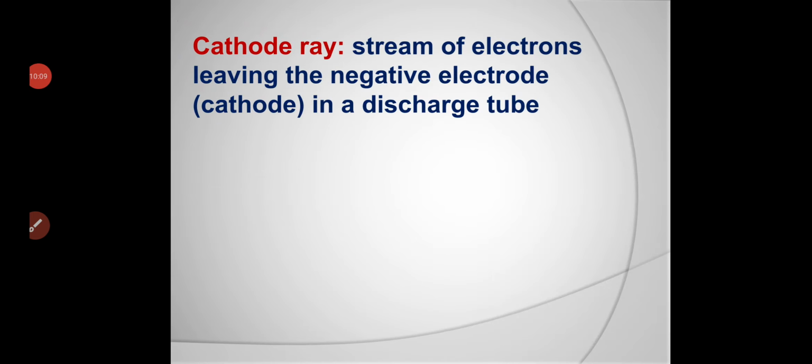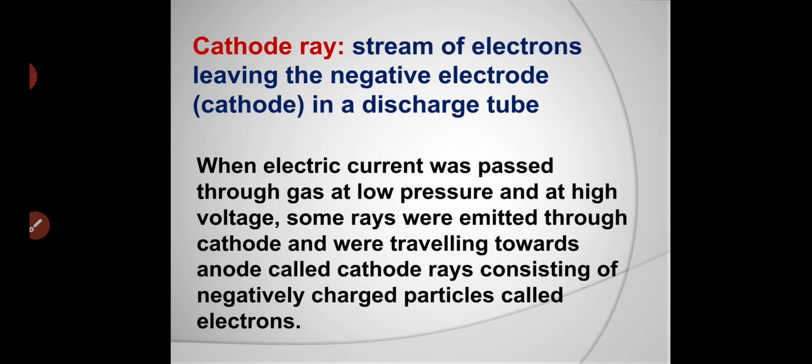Next, what is a cathode ray? A stream of electrons leaving the negative electrode in a discharge tube is called a cathode ray. Or we may say that when electric current is passed through a gas at low pressure and high voltage, some rays are emitted from the cathode and travel towards the anode. These are called cathode rays, consisting of negatively charged particles, and these charged particles are called electrons.